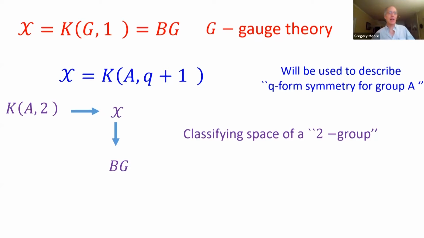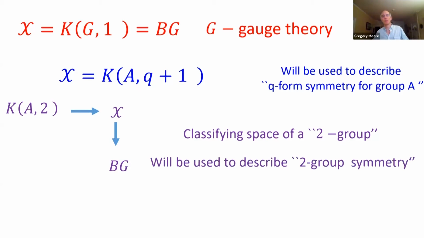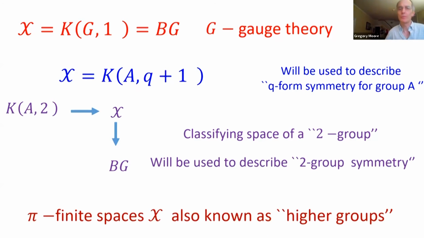And then, as I said, we can take fiber products of an Eilenberg-MacLane space over another one. If we take K(A,2) over BG, that's what's called a classifying space of a two group, and it's used to describe what some people call two group symmetry. So in general, these pi finite spaces are also known as higher groups.